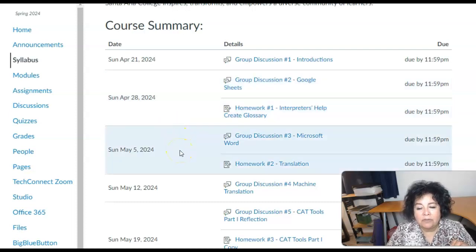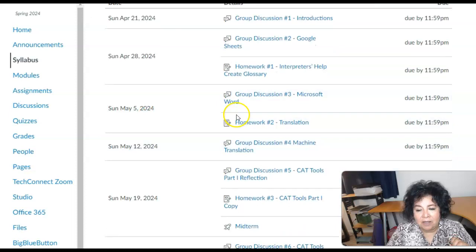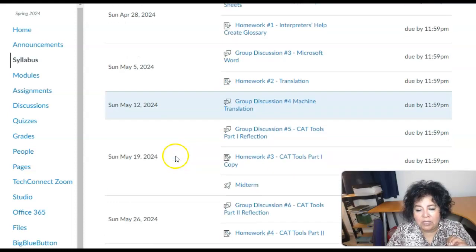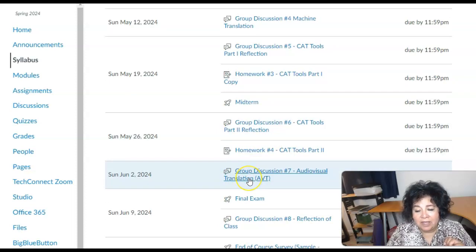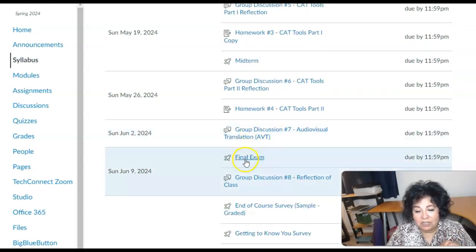So here on the third module, you could see the dates and two assignments. It is never going to be more than 2 assignments, okay? So you're going to have the 2 assignments there, and then in the 4th week, the midterm is going to be open, but it's not going to be due till the following week. So you have your discussion, and then we're going to talk about what CAT tools are, part 1, and then CAT tools part 2 the following week. And then again, you have a discussion, and then you have your final exam the last week, and your group discussion reflection of the class.